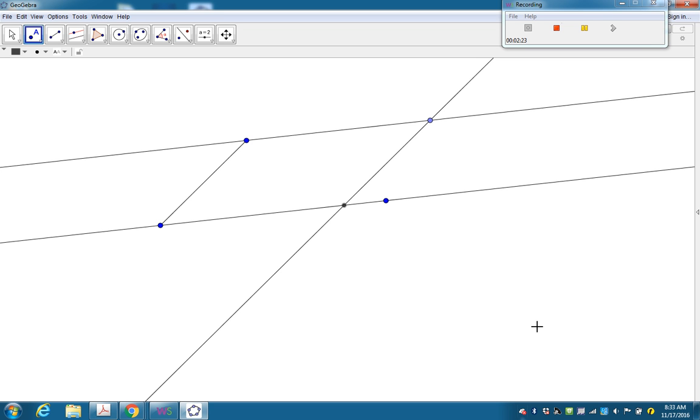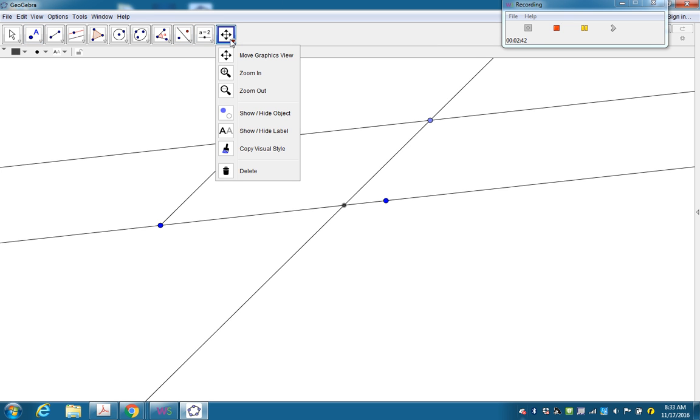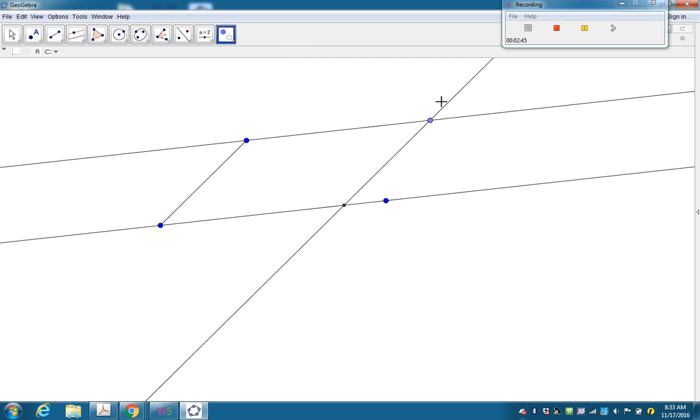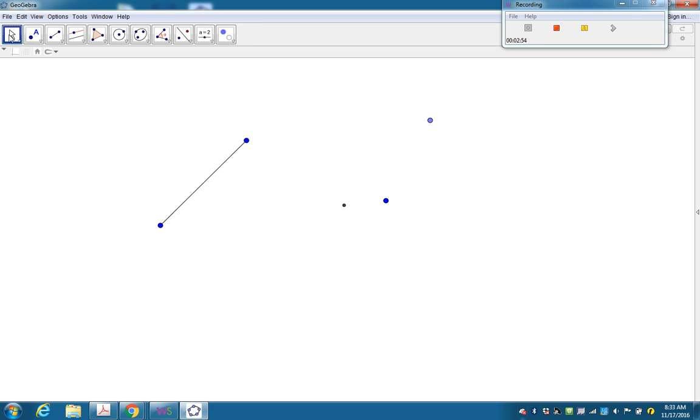Next thing you're going to do is hide those three lines. Okay? So watch what I do. You can do all three at once. So you go here, you go Show Hide Object, and then I'm going to click on this, and click on this. And then when I click on my arrow tool, those all disappear. See what I did?